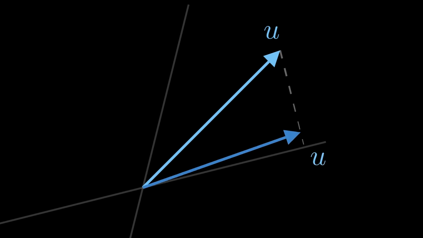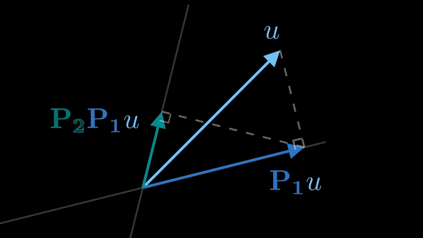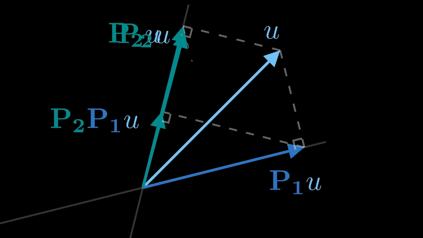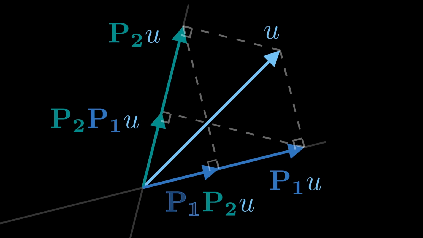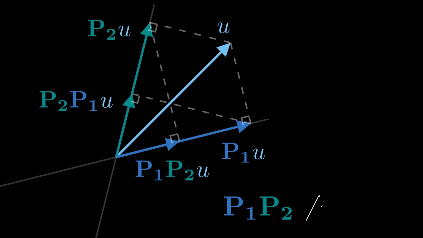To wrap this part up, let's see an example of when projections do not commute, and we'll look in 2D to make it easier to process. Consider projecting this vector onto the bottom line first, then projecting the result onto the top, versus projecting onto the top line first, then projecting the result onto the bottom. We get different ending vectors, so order matters in this case.